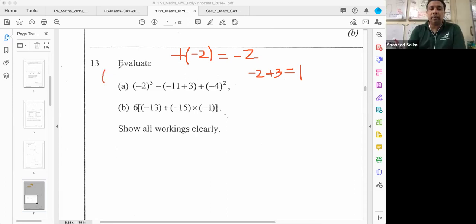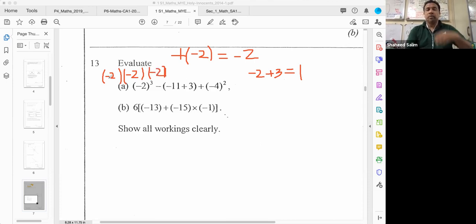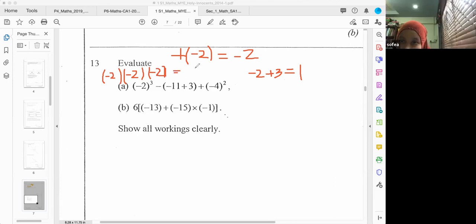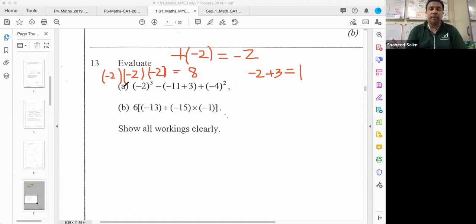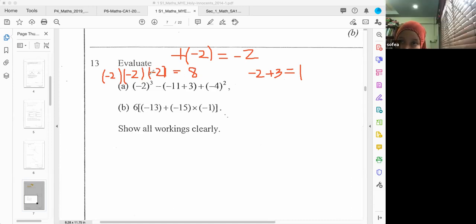You write 3 brackets because there's a small 3 here. So you can just write like that if you want to. Minus 2 times minus 2 times minus 2. That's what it means. So you can take 2 times 2 times 2. How much is it? 8. Now you got to decide on the sign. Minus times minus equals to? Plus. Plus times minus equals to? Minus. So it's minus 8.